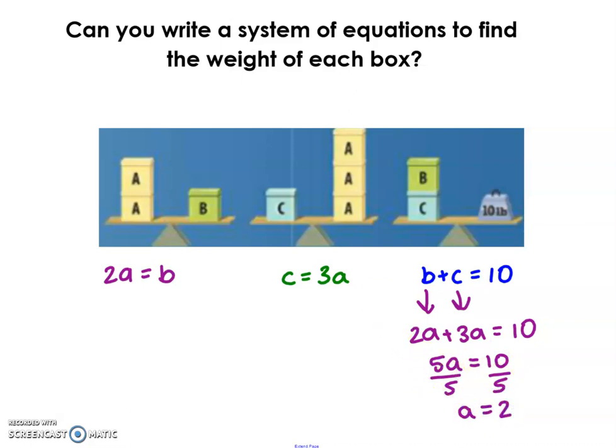Since we know a is equal to 2, we can plug that into both equations to solve for b and c. So 2 times 2 is going to equal b, so b will be equal to 4. And c is going to equal 3 times 2, because a is 2, so c is going to equal 6. So we were able to create three different equations using the three variables and solve for those three variables.